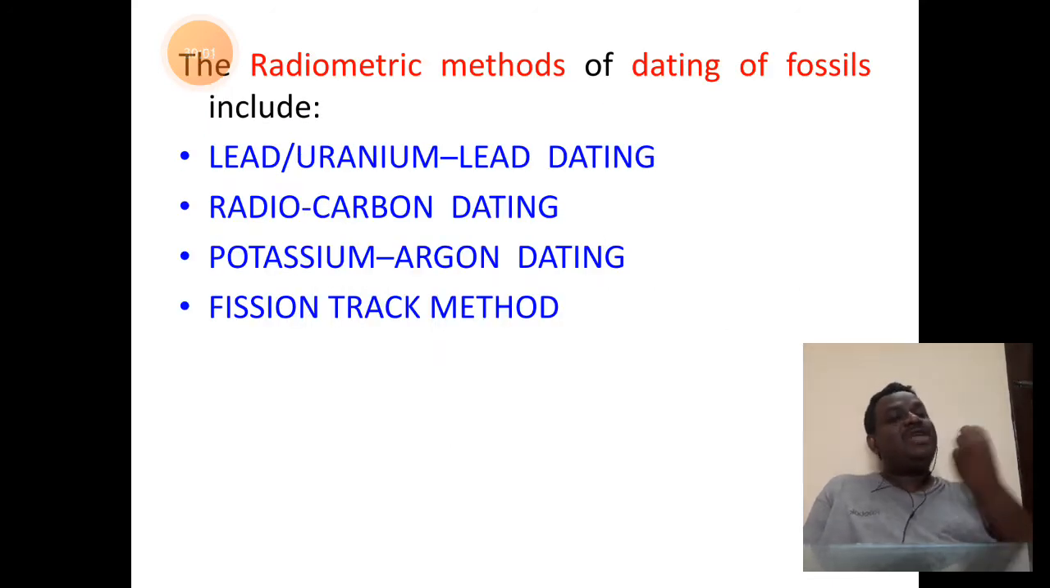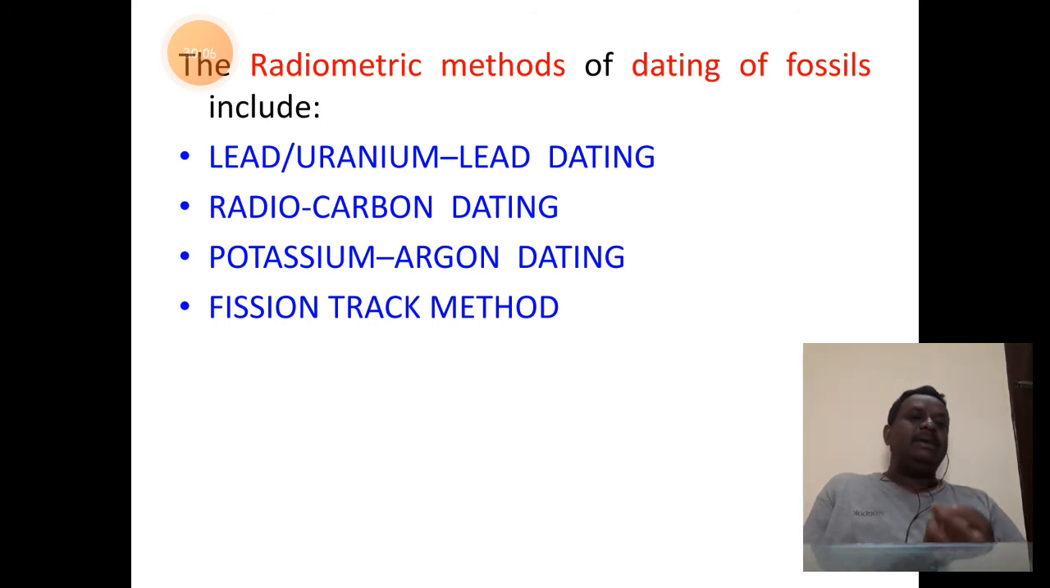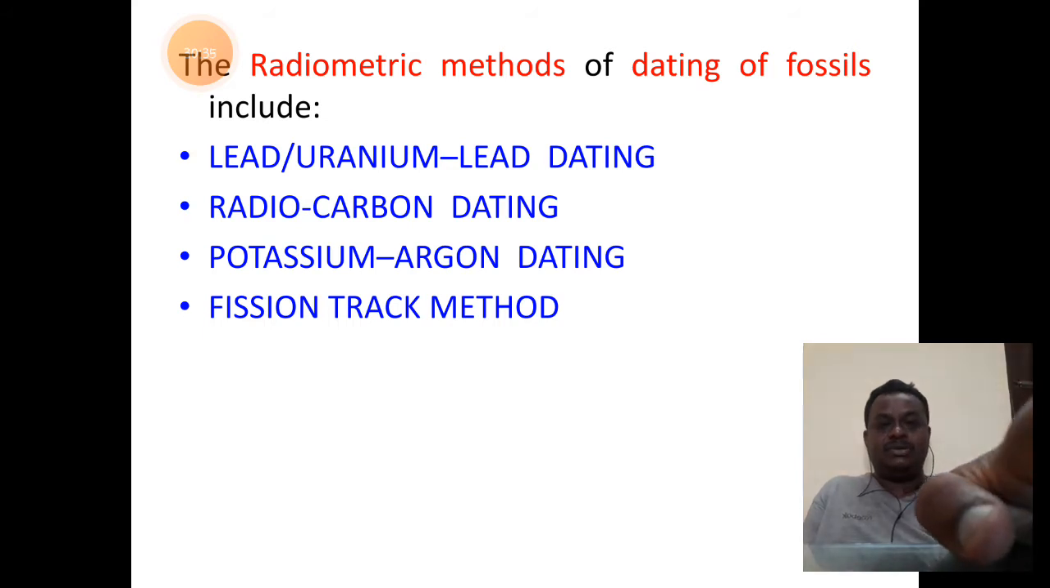So this radiometric method of dating of fossils includes examples of many types, but in your syllabus it refers to only 4 types. Number 1, uranium-lead or lead dating method. Number 2, radiocarbon dating method. Number 3, potassium-argon dating method. Number 4, fission track method. So these are the 4 methods that we are going to understand in today's session.